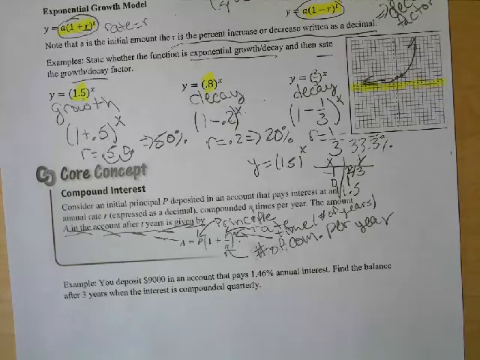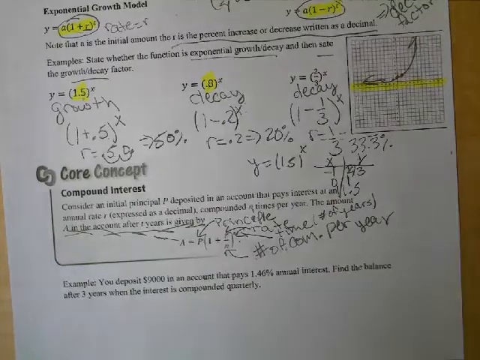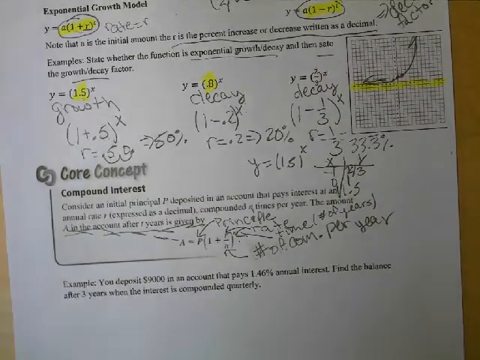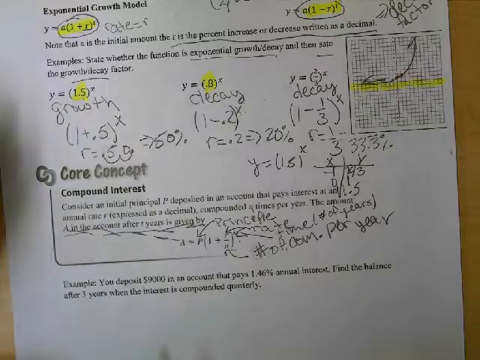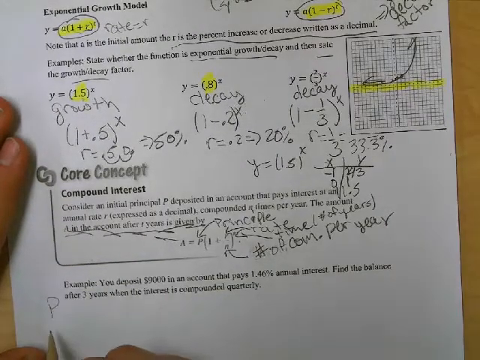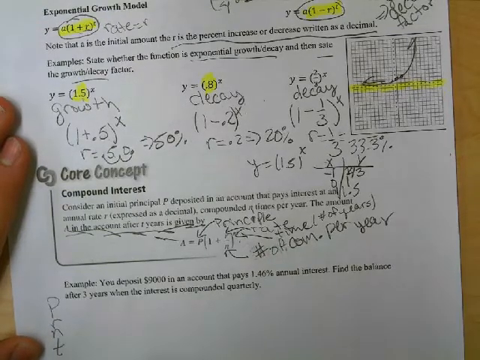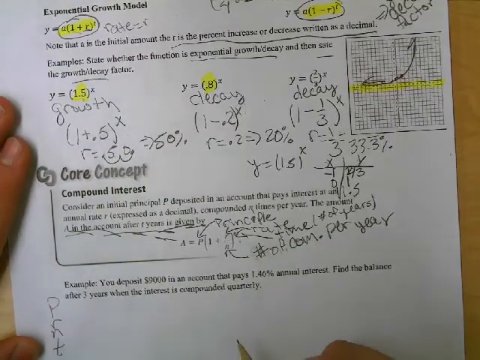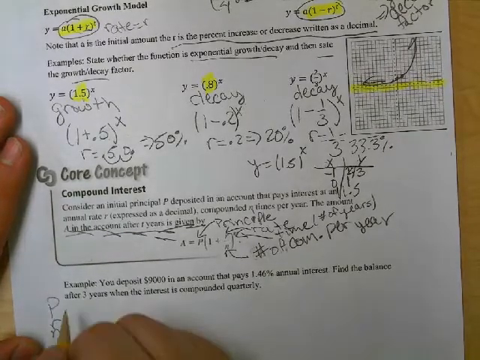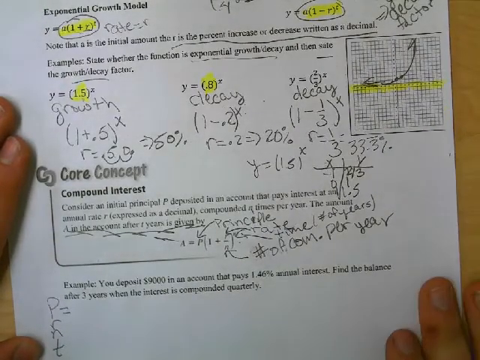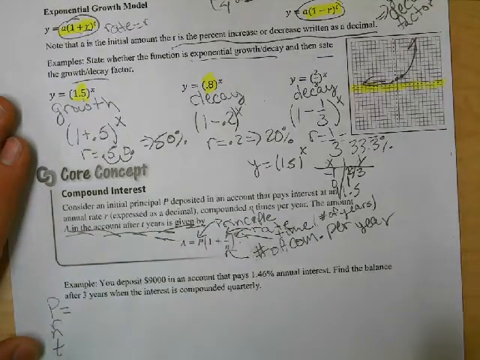So an example. You deposit $9,000 in an account that pays 1.46% annual interest. Find the balance after 3 years when the interest is compounded quarterly. So they threw a lot at you, and we have a lot of different variables we're working with. I typically like to write out my variables and see what I get. Do I know A? No, so that's my question mark. Do I know my principal? How much am I starting off with? 9,000.